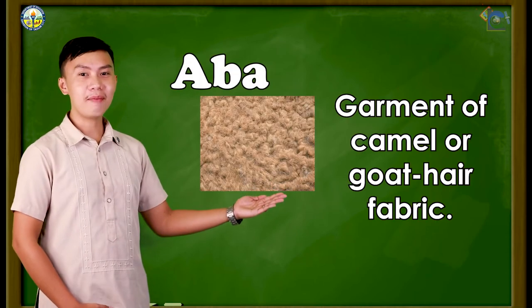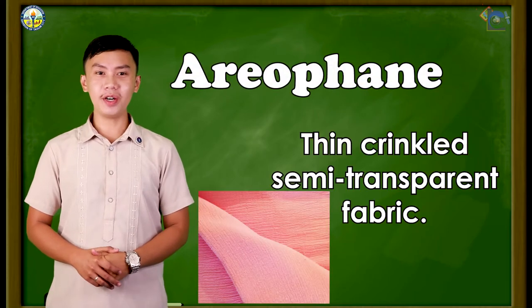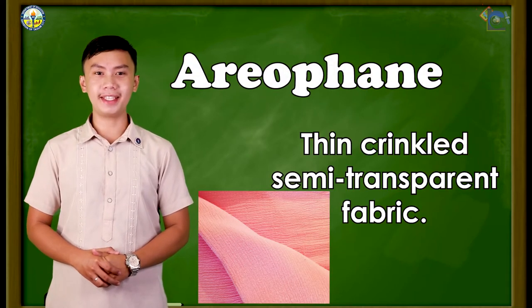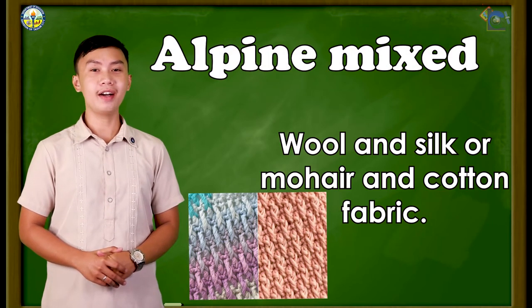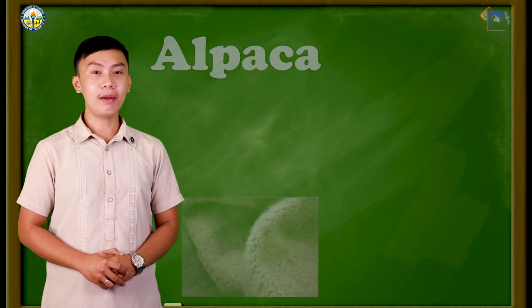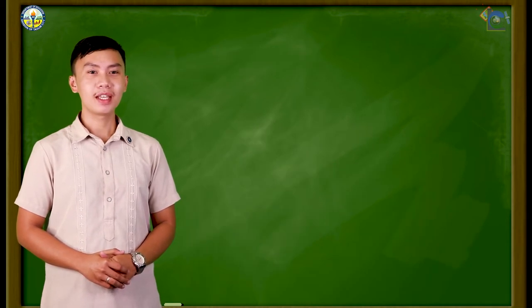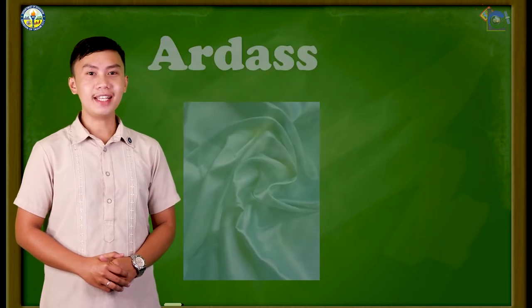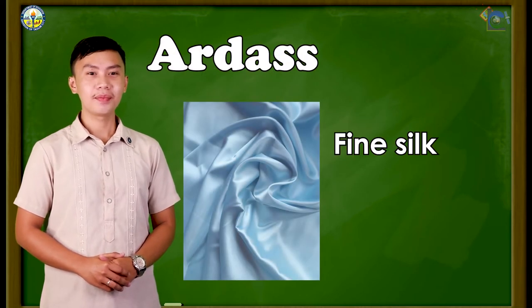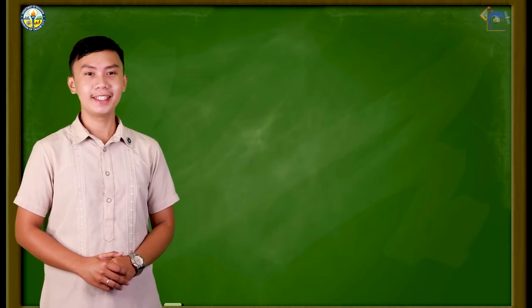Abba, camel or goat hair fabric. Aerophane, thin crinkled semi-transparent fabric. Alfine, mix of wool and silk or mohair and cotton fabric. Alpaca, fine wool made from alpaca hair. Angora, silk-like fabric made from wool of angora goats. Ardass, fine silk. Armure, twilled woolen or silk fabric.